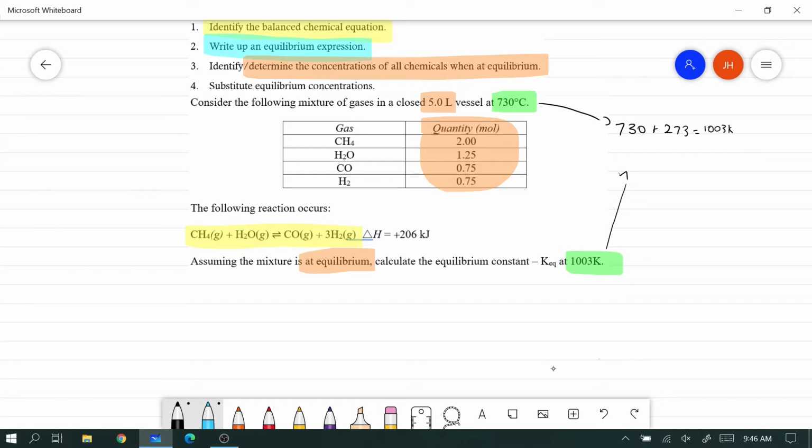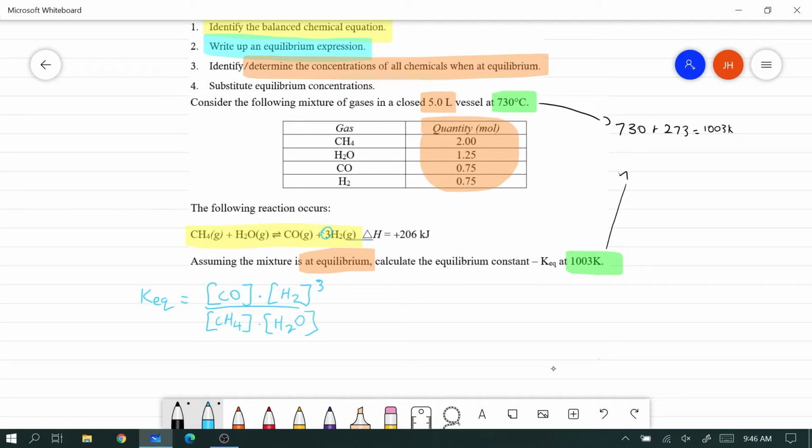So, seeing as we have our balanced chemical equation already set up, what we want to be doing first is writing up the equilibrium expression for this reaction. So to do that, that's product of products divided by product of reactants. So I'm going to start with the concentration of the carbon monoxide times the concentration of the hydrogen gas. We're going to raise that to the power of 3 to match the coefficient that's there, and divide by the concentration of the methane and the concentration of the water.